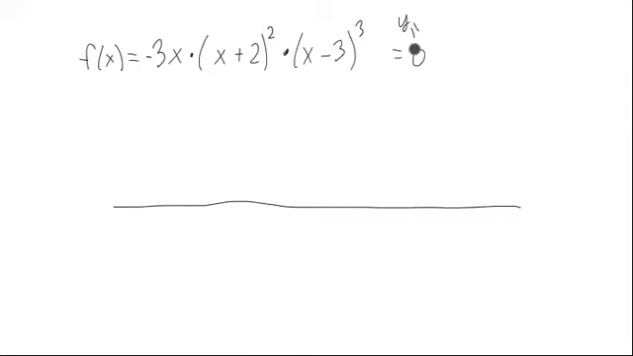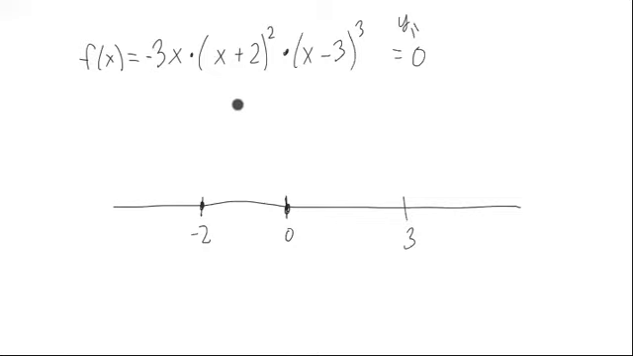Well, if something's equal to 0 and you're multiplying, then one of the factors must be 0. So in this particular case, if this is 0, that means x is 0. So you know 0 is one of the places. Here, negative 2 makes that 0. And here 3 makes that 0. So these are called the zeros of the function, if you will. What makes the y value 0? Negative 2, 0, and 3.